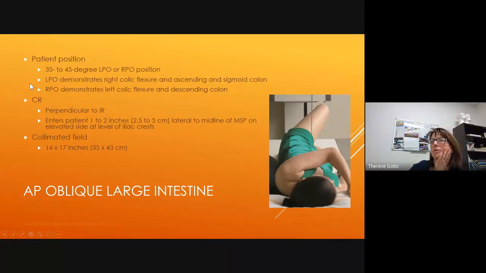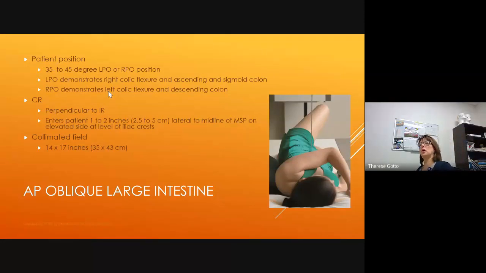Your LPO is going to demonstrate your right colic flexure and your ascending colon. It also demonstrates your sigmoid. So that is your LPO. So your right side, during your LPO, your right side is elevated. So we are looking at the elevated side, the right colic flexure, the ascending colon.